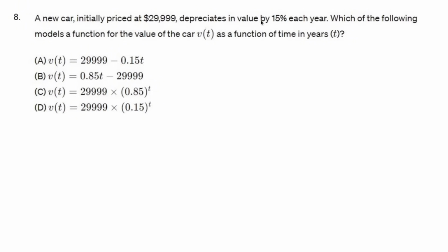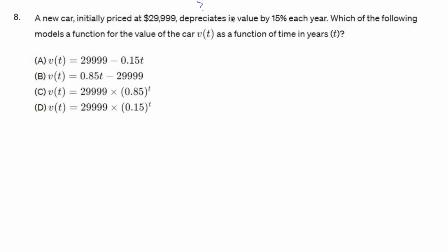A new car, initially priced at $29,999, depreciates in value by 15% each year. Depreciates, that means loses its value. And in this case, it loses its value by 15%. Which of the following models a function for the value of the car v of t as a function of time in years?